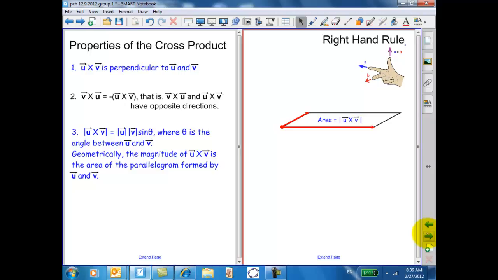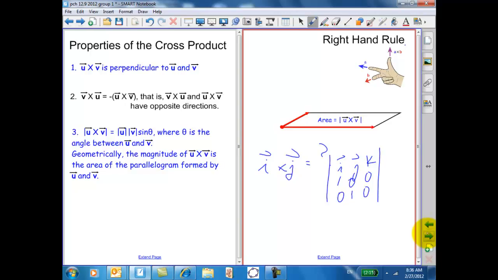Let's check this out. What is i cross j? Well, it's actually set up so that if you go into your 3D coordinate system, with your i in the x direction and j in the y direction, the z direction will be the cross product, the k vector. Well, to figure this out, we have to go i, j, k, 1, 0, 0, 0, 1, 0, and do the determinant of that. Let's do it.